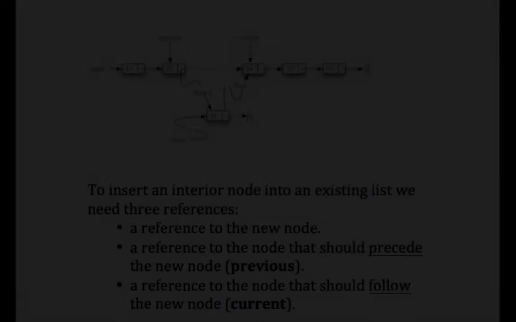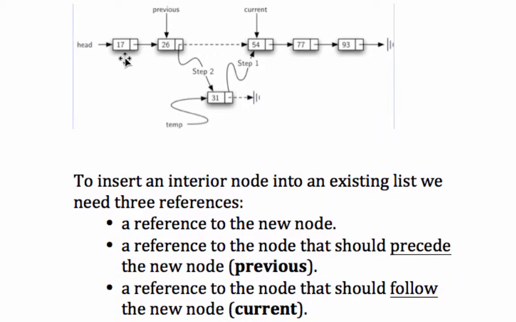Here is a picture of what happens, right? So assume that we have a collection of integers like the one you see here, and they are in increasing order. And now we're given the value 31. So we need to insert 31 into the existing linked list and preserve the order. In other words, the picture shows 31 should go in between 26 and 54. Now here you see that there are some things called step 1 and step 2. We're going to talk about those a little bit later.